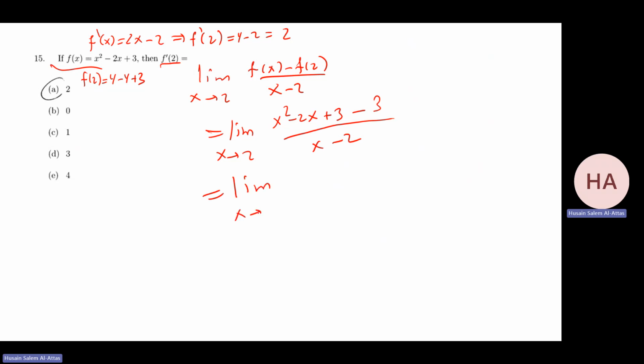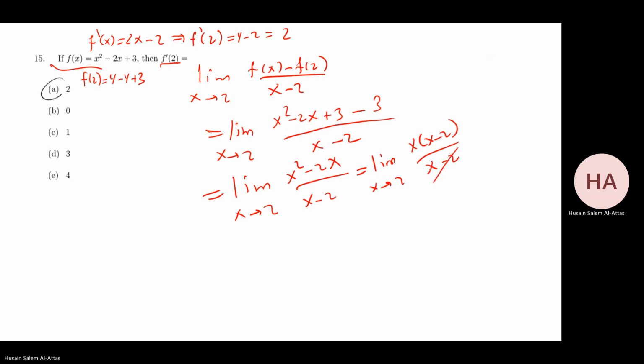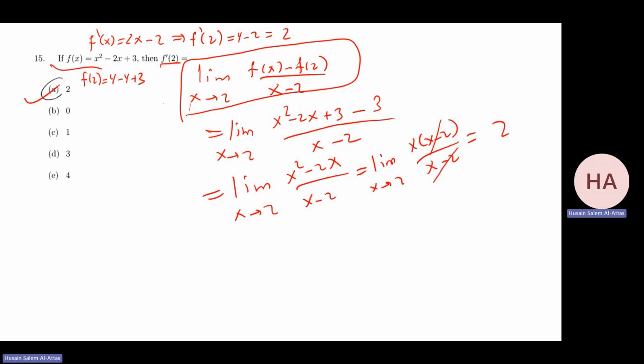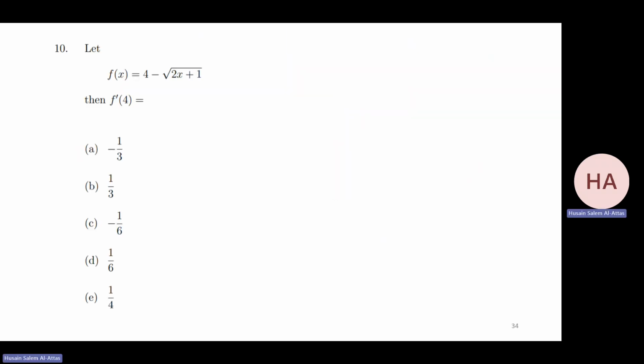That will be the limit as x goes to 2 of x squared minus 2x over x minus 2. Take x as a common factor. Cancel, substitute 2, which is this answer. As I said, I will do these problems using the definition. This is the definition and the formula. If there is no need for the chain rule, use the definition. This one I need the chain rule, so do it through the formula.